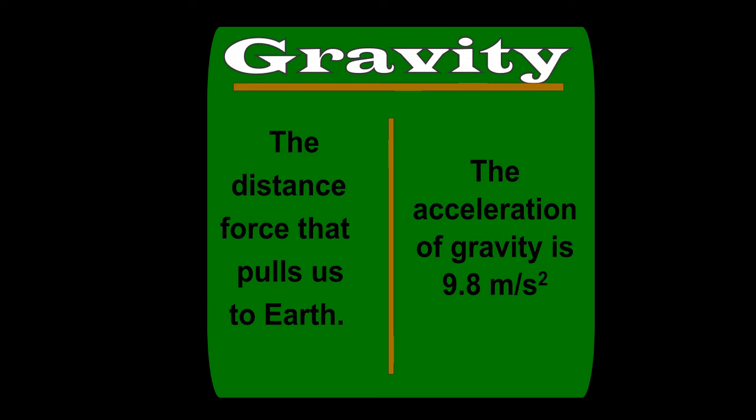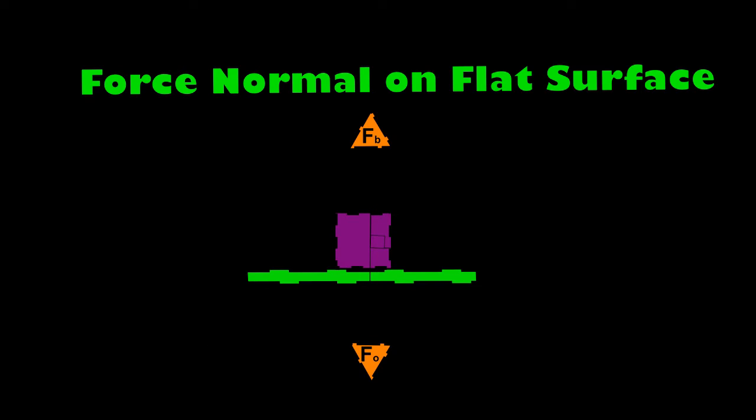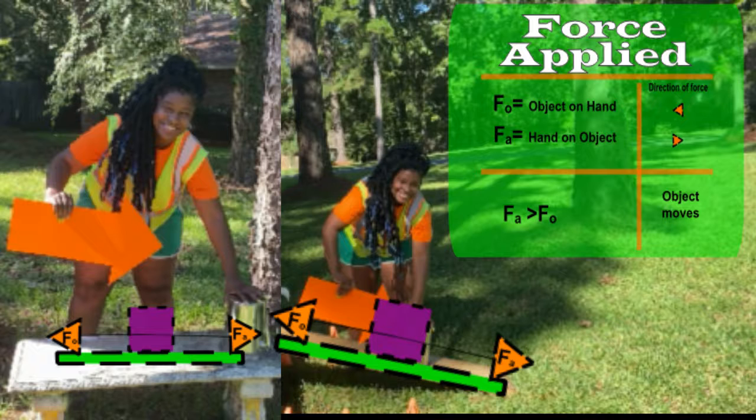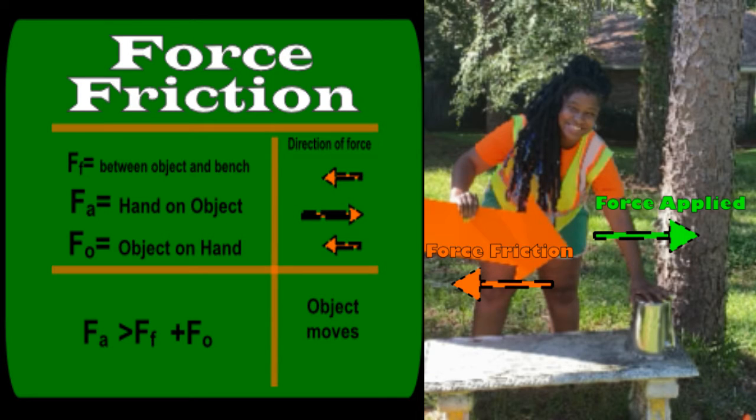You can have the non-contact force of gravity, which goes down towards the earth. You can have normal force, which goes perpendicular to the surface that the object is on. You can have applied force, which goes in the direction that one object is pushing on another. You can have the force of friction, which goes in the opposite direction of the motion. And you can have air resistance if there is a significant amount of wind.